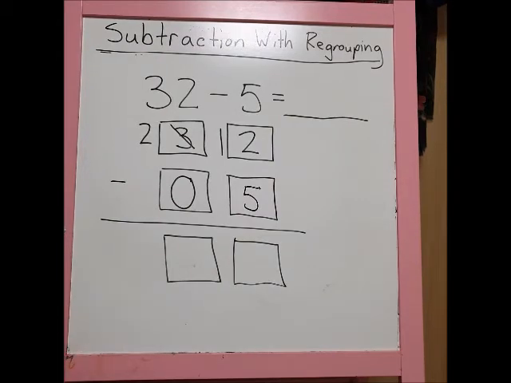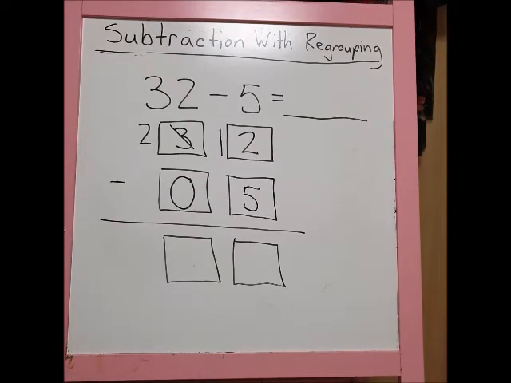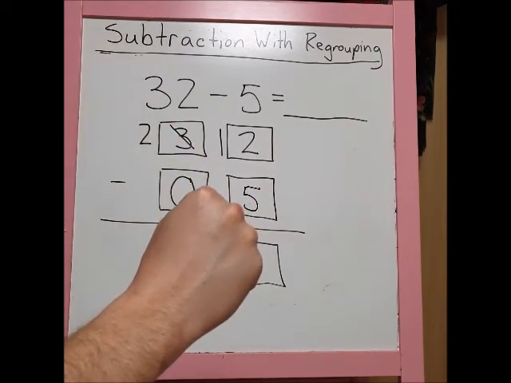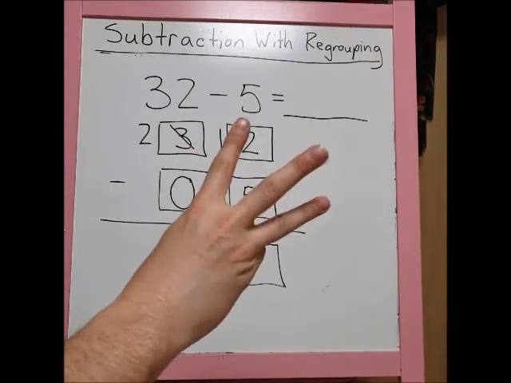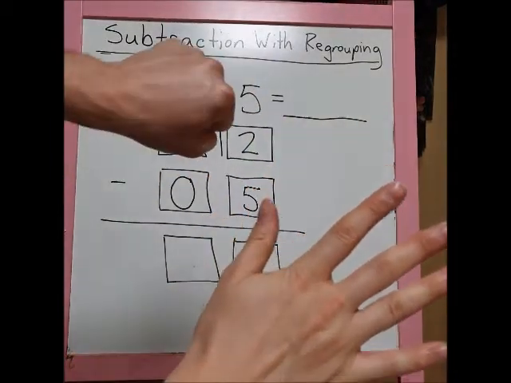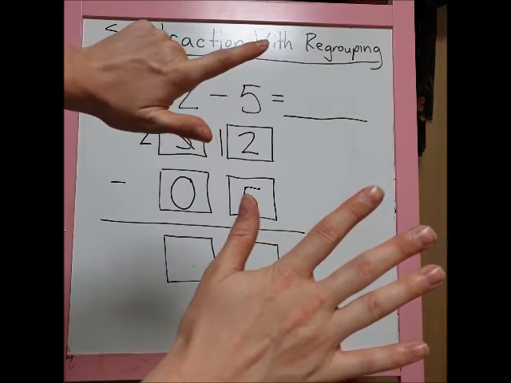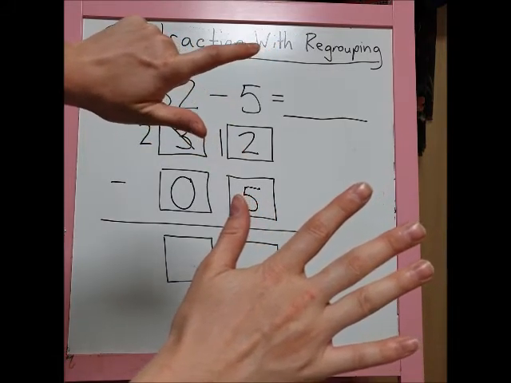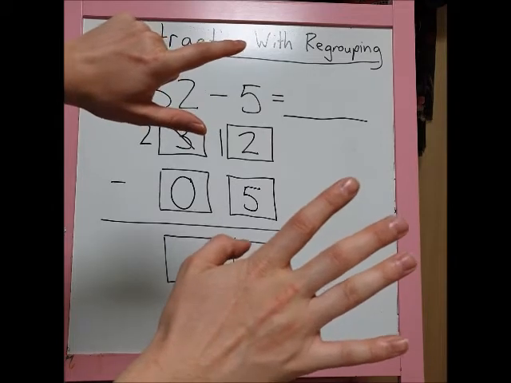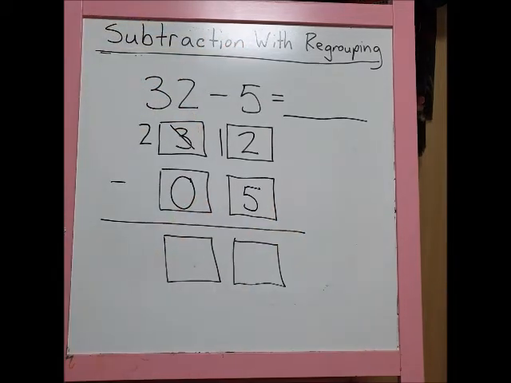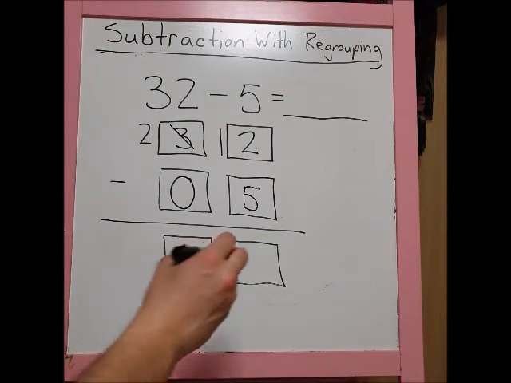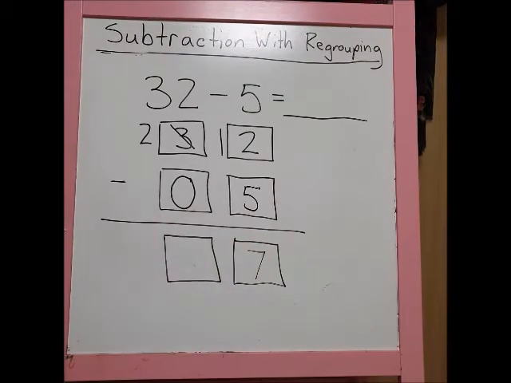If you can do that in your head, you can. If not, you can use your fingers and count on, or you can count back from 12. Whatever way works for you. I will do it this way. I can go 5, 6, 7, 8, 9, 10, 11, 12. Then I can count how many fingers I have up. 1, 2, 3, 4, 5, 6, 7. So 12 minus 5 is 7. I'm going to write 7 there.